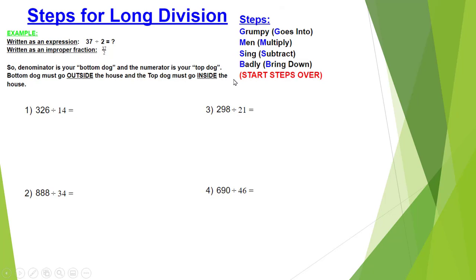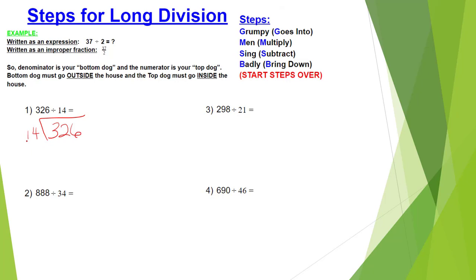Okay, so let's look at our number 1 here. We have 326 in the house, and we have 14 outside the house. Okay, so let's go through our steps. Goes into. Can 14 go into 3? Well, no, because 3 is smaller than 14.